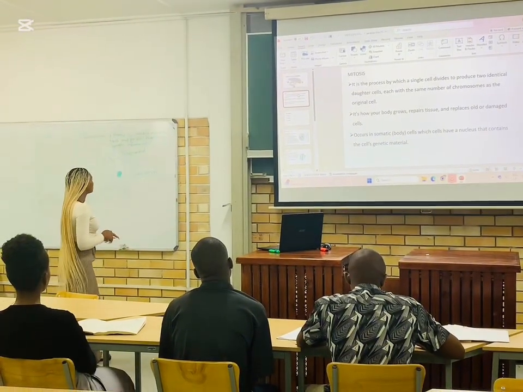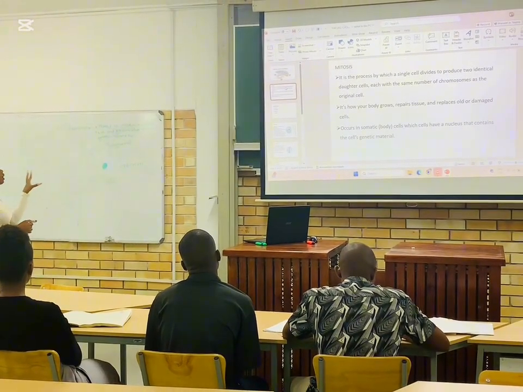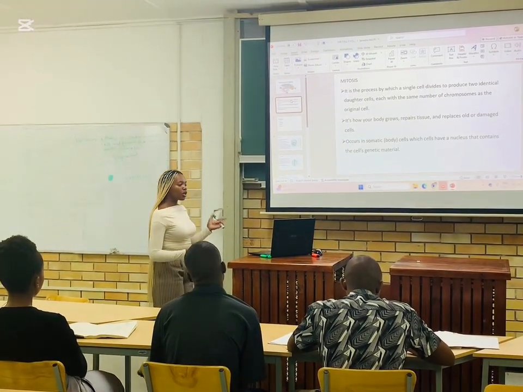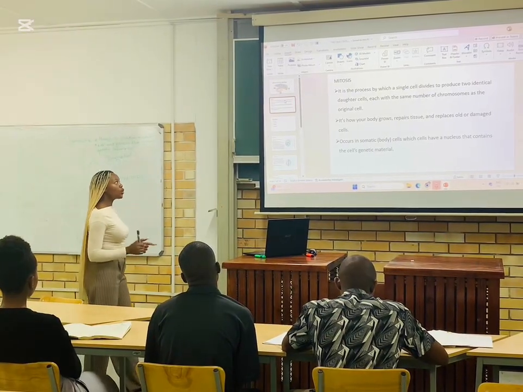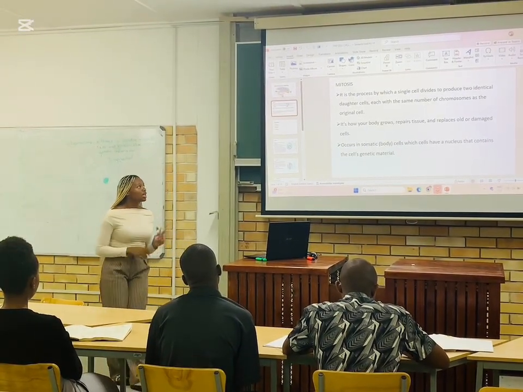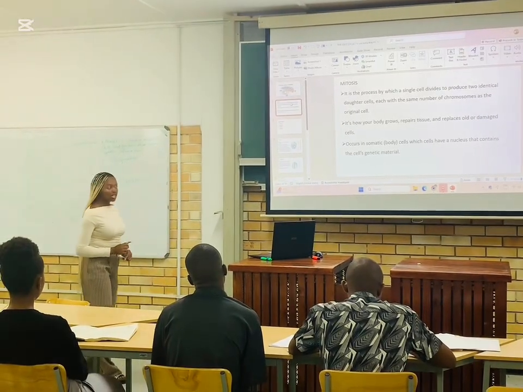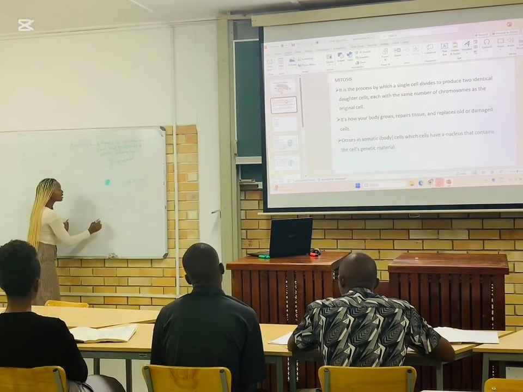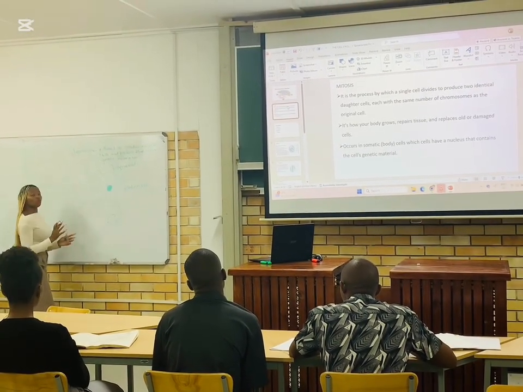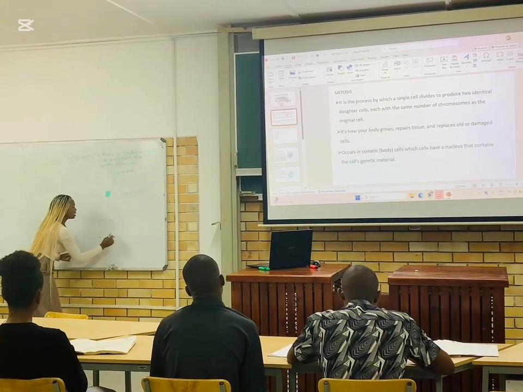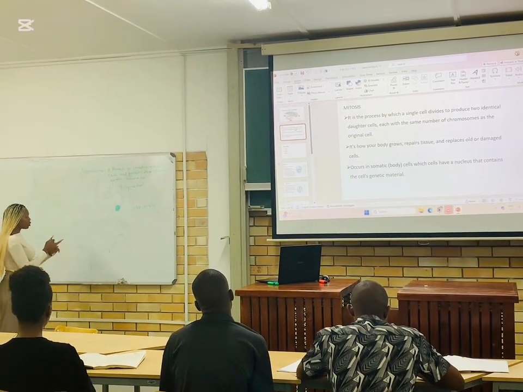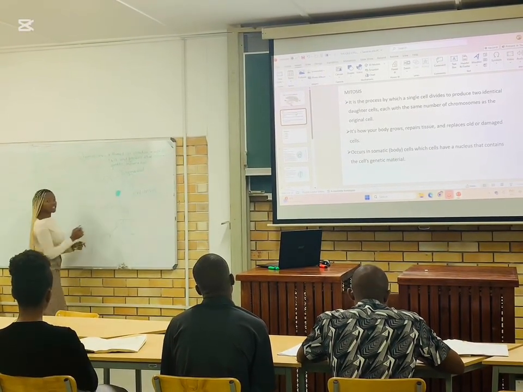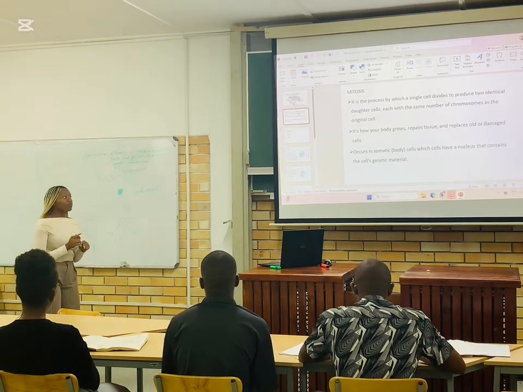Since I've already shown you the structure of a chromosome, now let us go back to our main topic, which is mitosis. Mitosis is the process by which a single cell divides to produce two identical daughter cells, each with the same number of chromosomes as the original cell. So let us say this is our cell, right? If our cell divides and forms two identical daughter cells like this, the two cells produced by this original cell will share the same number of chromosomes as this original cell. Do you guys understand? Yes.